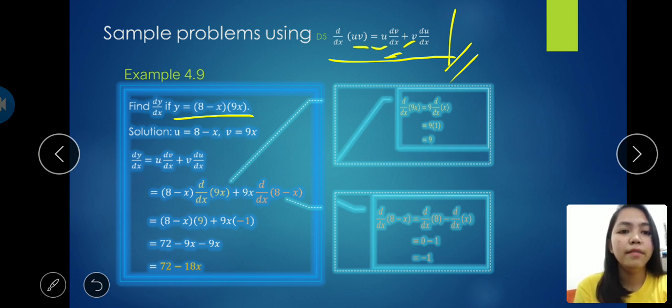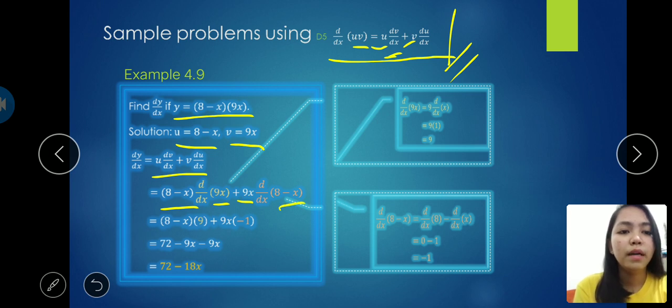So, let's say we have here the function equal to the quantity 8 minus x multiplied by 9x. What is our u? Our first term, 8 minus x, and then what is its multiplier? 9x. So, we just copy the standard formula, then substitute. What is u? 8 minus x. Then we have to find the derivative of v, which is 9x. Likewise, plus v times the derivative of u, which is 8 minus x.